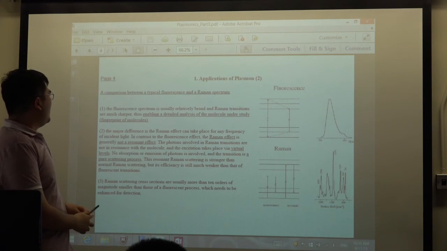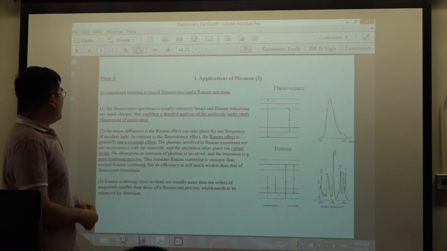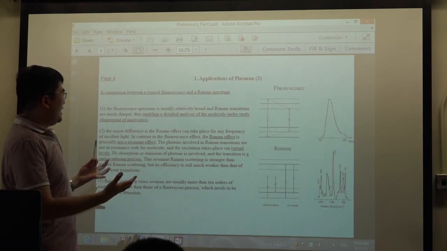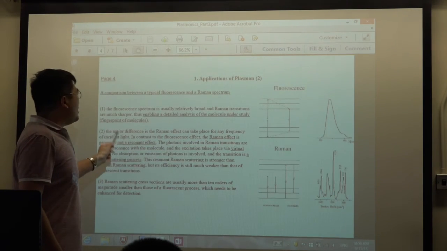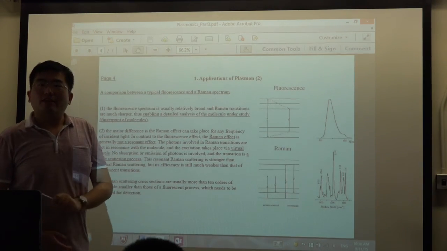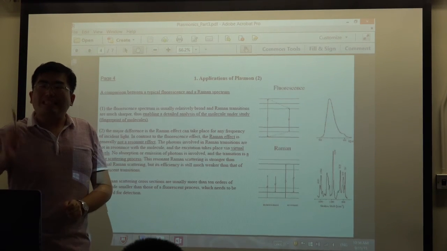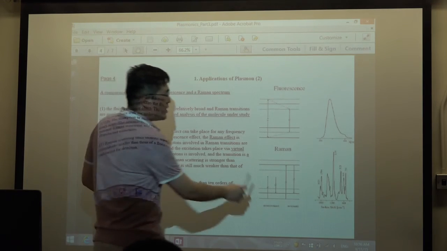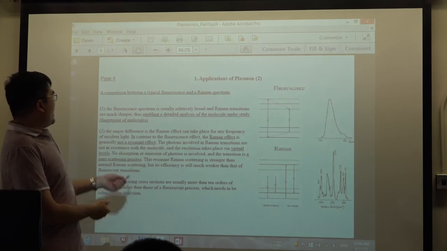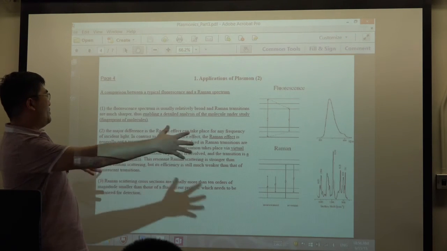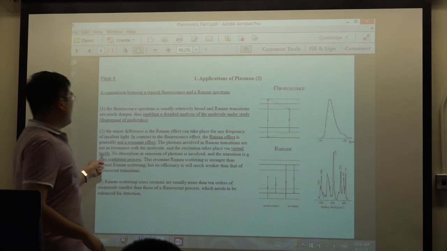So it's quite different. The major difference between the Raman effect and fluorescence is that the Raman effect is generally not a resonance effect. This is quite important, like second harmonic generation. It's not a resonance effect, because the transition is on a virtual level. So this can happen at all frequencies, because the excitation is by the virtual level.